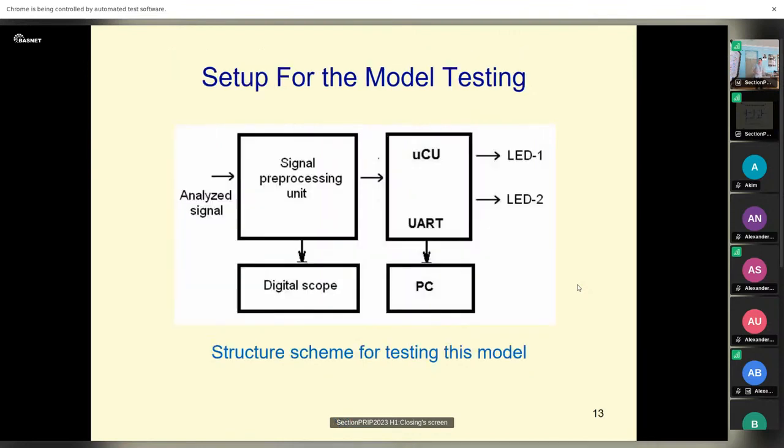So at the testing stage, we use this model when we have a signal processing unit, a digital scope, that is an oscilloscope, for detecting it, and an MCU and PC where we represent information, and an LED says about the activation of the system.